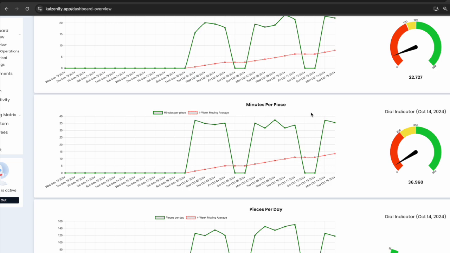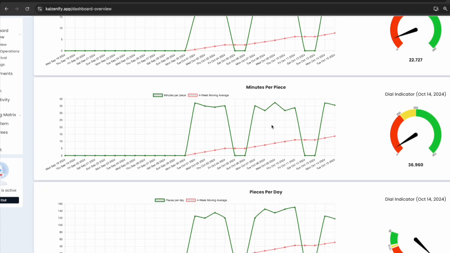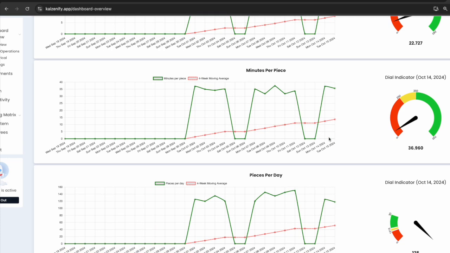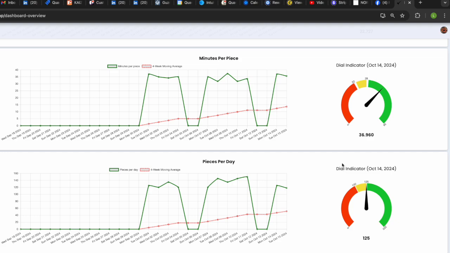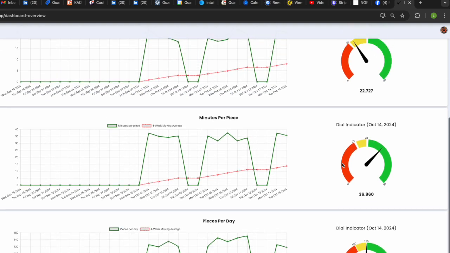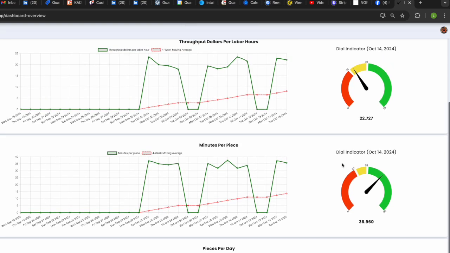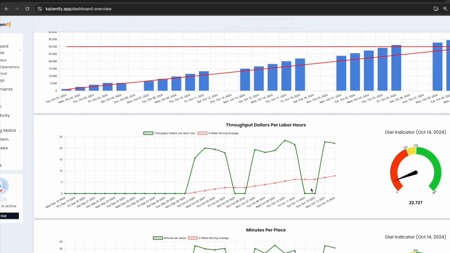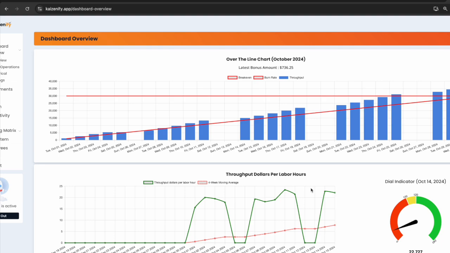And then we move down to minutes per piece. Same thing, only this is telling me, are we getting faster or slower with what we're making? And it depends on what you're making, of course. In this case, you can see our minutes per piece is getting higher, so we're trending in the wrong direction. And then we get to pieces per day. Same thing, we have our dial indicator over here showing how we're doing, and then this is my trend chart going up or down.